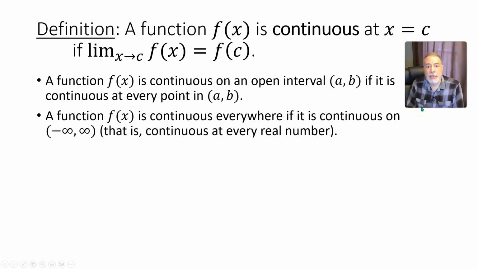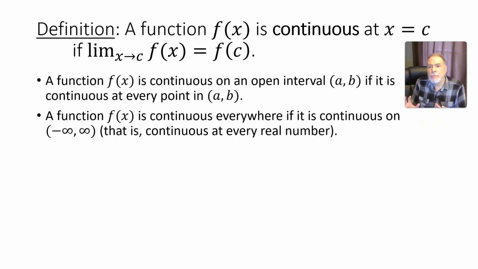A function is continuous everywhere if it's continuous on the interval from negative infinity to positive infinity. That is, continuous at every real number. It doesn't have any points where it's undefined or doesn't have a limit or is discontinuous in any way.